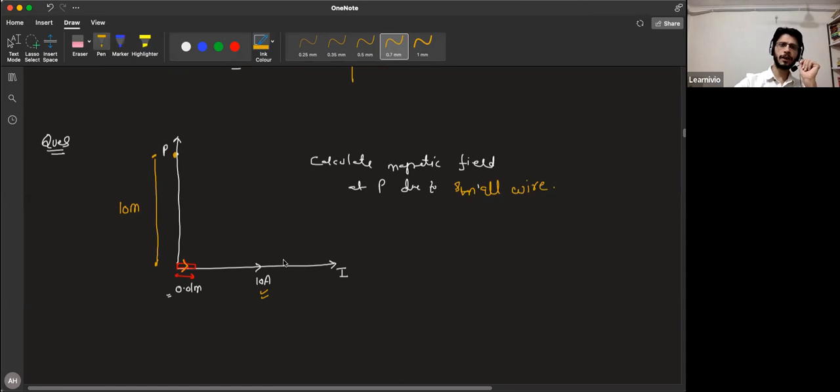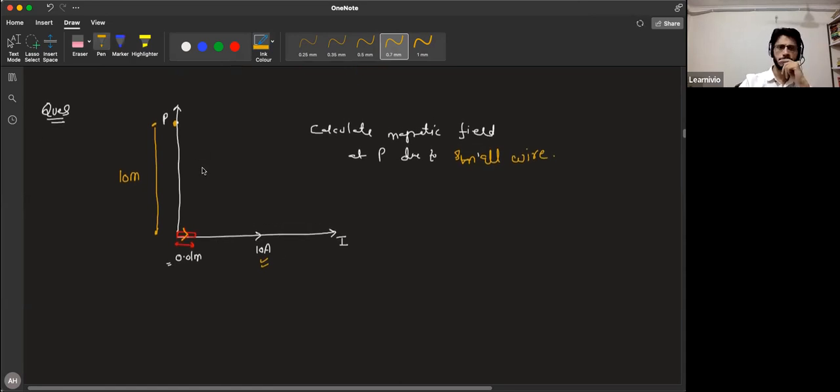The first question is, can I use Biot-Savart law here? Can I use Biot-Savart law to calculate the magnetic field of this small element? Yes. So what is the limitation for using Biot-Savart law? It is only valid for a small current element. So it's a small current element, and we can use Biot-Savart law. I write Biot-Savart law in this way: B is mu naught by 4 pi, I delta L cross R divided by R.